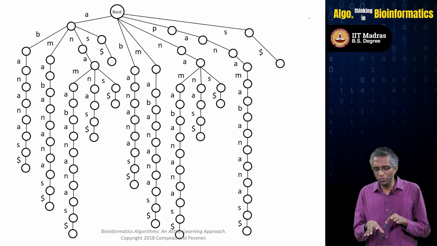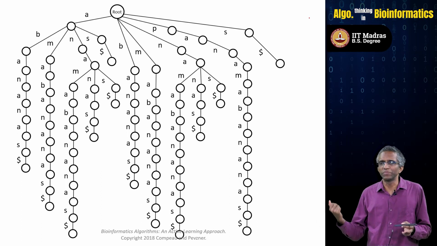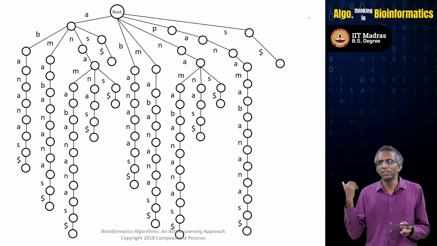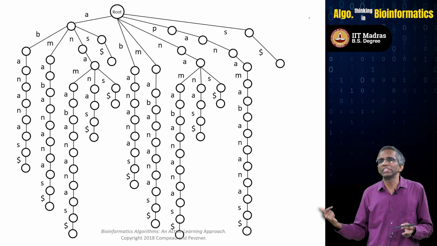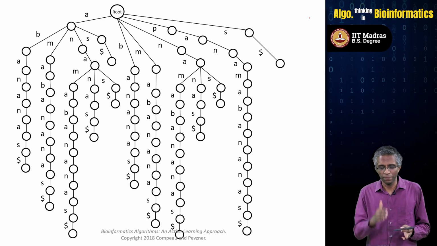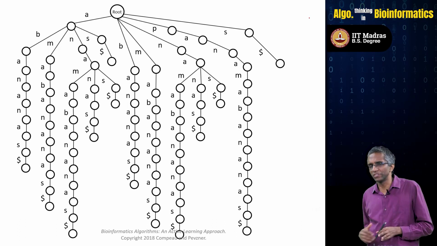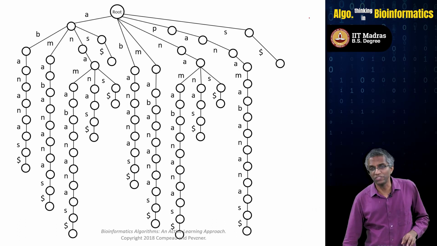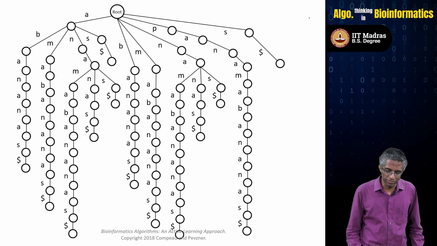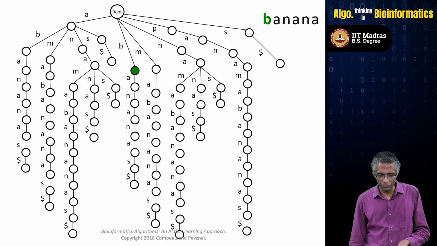And now the reference genome is always going to be the same for humans, let's say. Now if different personal genomes come, right, different patient samples come in, then they can be different reads, and all those reads can be scanned into this same data structure for the reference genome. Okay, you don't have to construct a trie for each of the patient's samples, patient's reads. So like I said, for each pattern we want to see if the pattern can be spelled out from the root downward in the suffix trie.